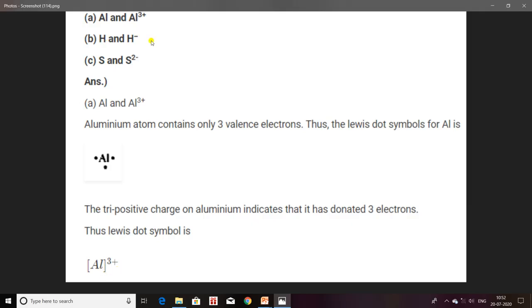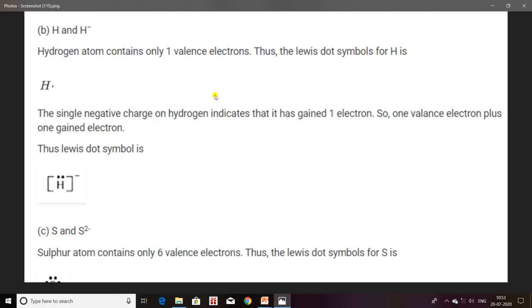That is why aluminium acquired 3 positive charge. So you will show no electron on the aluminium atom. Now next part is hydrogen and H negative ion. Atomic number of hydrogen is 1 and valence electron of hydrogen atom is also 1. So this is the Lewis dot structure of hydrogen atom. H negative ion means that there is one extra electron, right? So there are 2 electrons on hydrogen atom. Here you will represent 2 electrons and write negative charge. This negative sign shows that there is excess of electron. -1 means there is extra 1 electron.